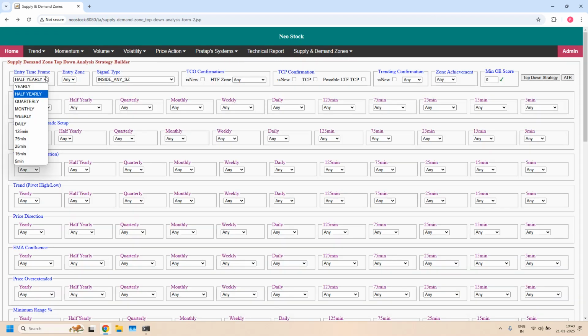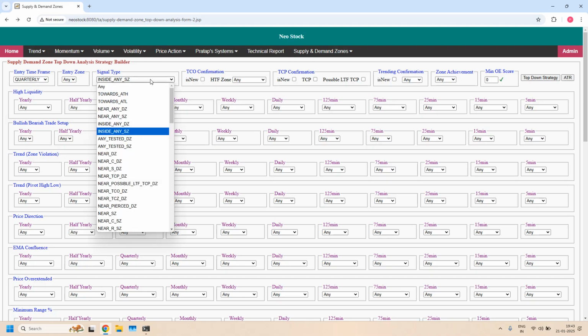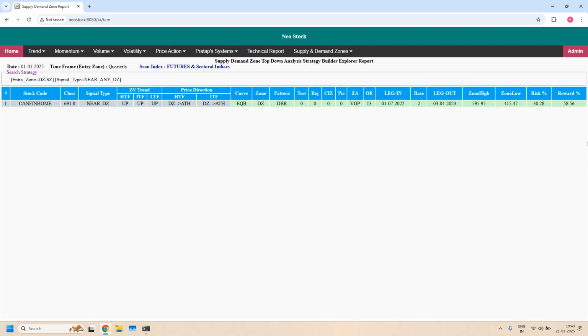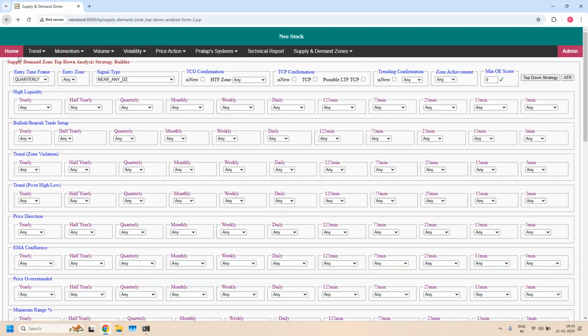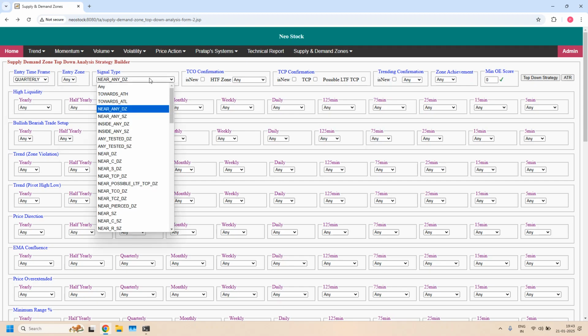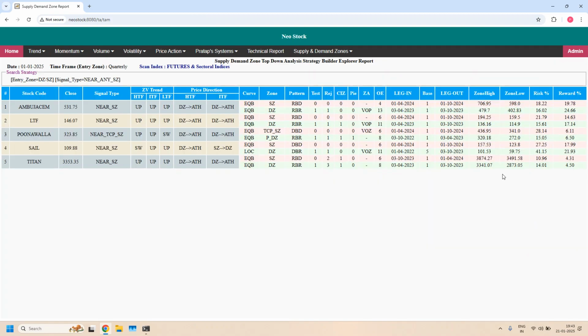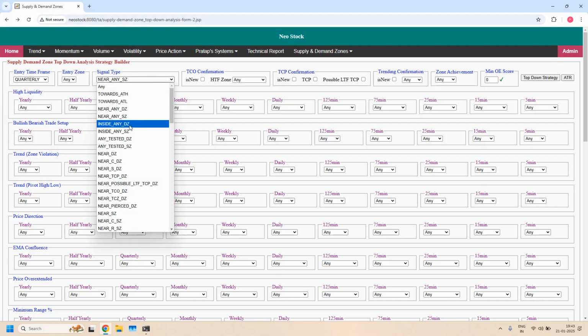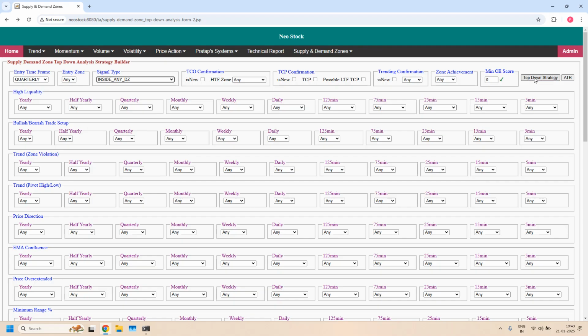Next time frame is quarterly time frame. Stocks near quarterly demand zone. 1 stock is filtered. Next, quarterly time frame. Stocks near quarterly supply zone. 5 stocks are filtered. Next, quarterly time frame. Price closed inside the quarterly demand zone.